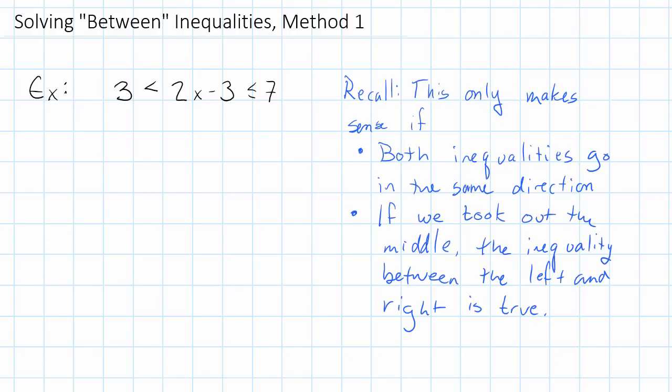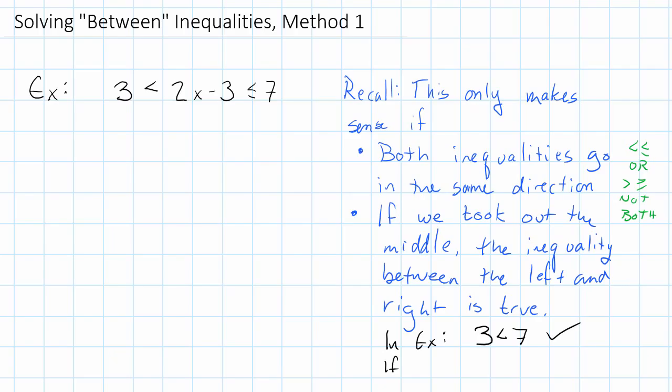Now recall, this only makes sense if two conditions are met. First, both inequalities have to go in the same direction. That means we can have less than and less than or equal to, or we can have greater than and greater than or equal to, but not both. And second, if we take out the middle, the left and the right have to have the relationship described. So in our example, 3 really is less than 7, so that's okay.